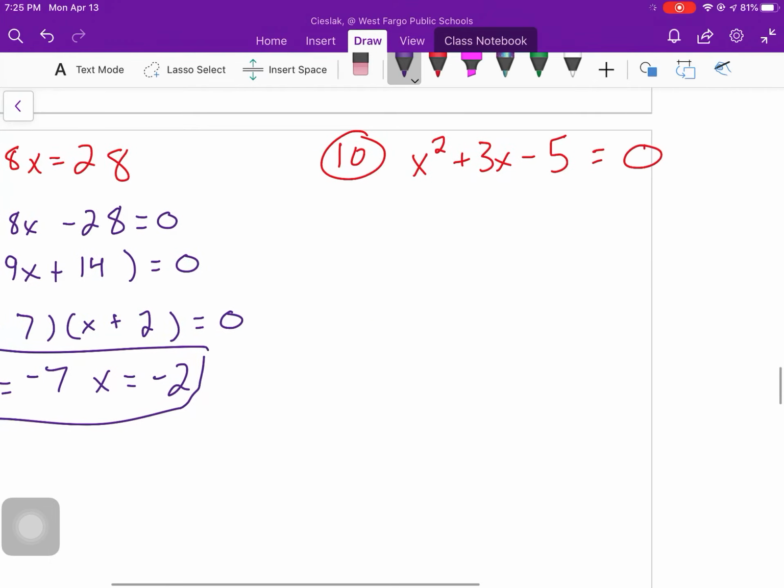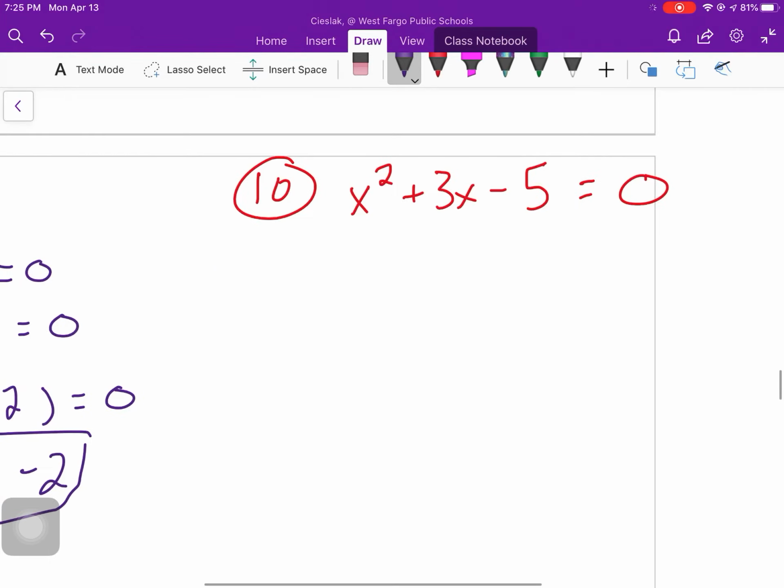Okay, so now let's take a look at this one. If we tried to factor this, you could try it forever and ever. It's not going to work because the only factors of 5 are 1 and 5. I could not combine those to get a positive 3. Okay, so when that is the case, we need to then use the quadratic formula.